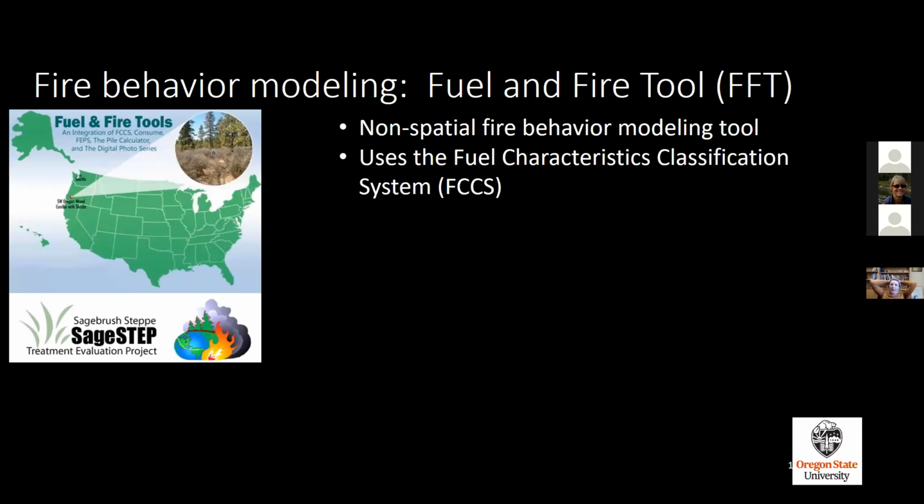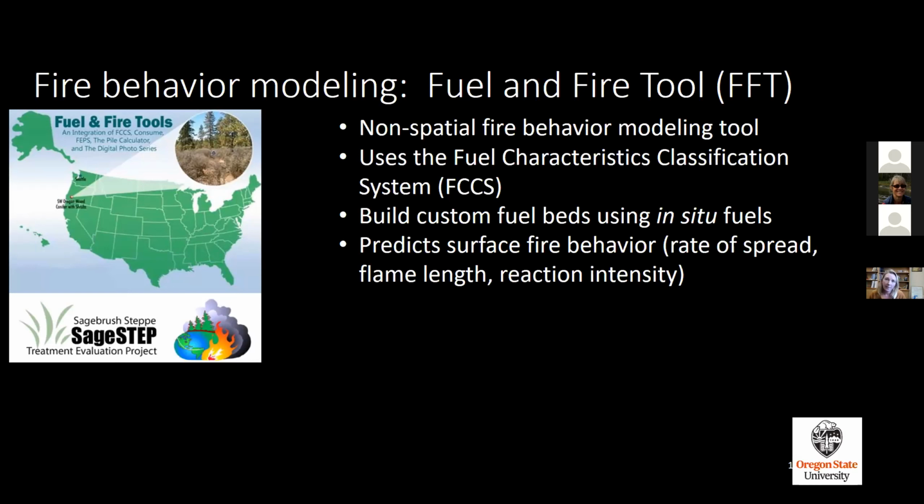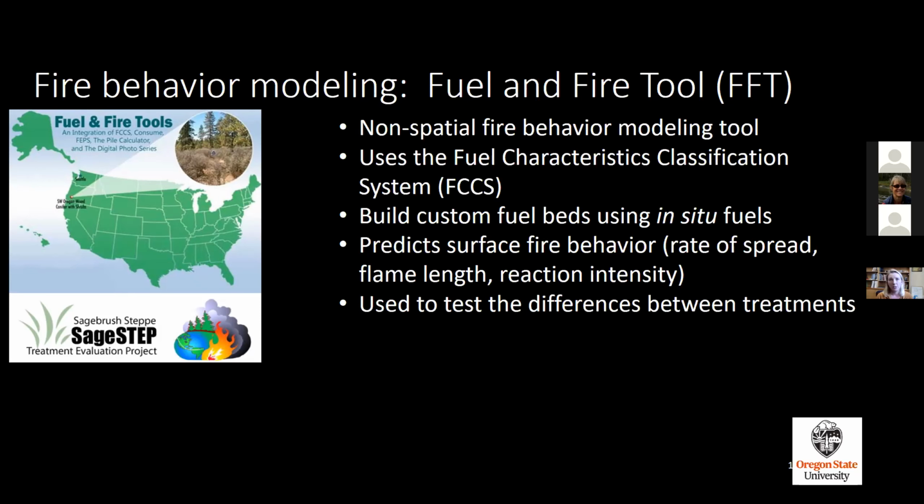So we wanted to see what that might mean in terms of the risk of a potential wildfire. We used a fire behavior modeling framework called the Fuel and Fire Tools. This is a non-spatial fire behavior modeling tool. It uses FCCS fuel beds as the starting point, but you can go into the interface and modify all of the fuels inputs based on your in situ fuel loads. And then it predicts things like rate of spread, flame length, reaction intensity, some of those surface fire behavior metrics that we're interested in. We used it to test the difference between these management treatments, and then simulated what it would look like as fuels cured out, so as we move from early fire season into late in the game when things get crispy.